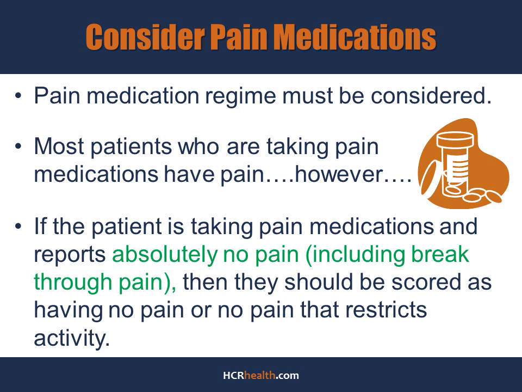When completing your assessment of the patient's pain, you need to consider pain medications. Most patients who are taking pain medications do have pain, and their OASIS score should reflect that. However, if the patient is taking pain medications and reports absolutely no pain, including breakthrough pain, then they should be considered as having a score of no pain or no pain that restricts activity.